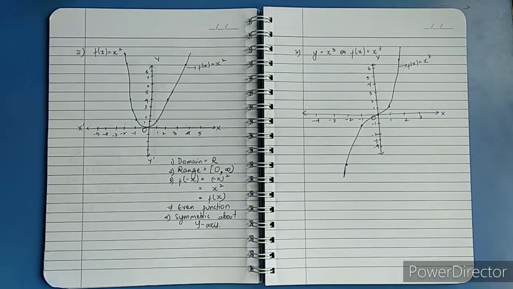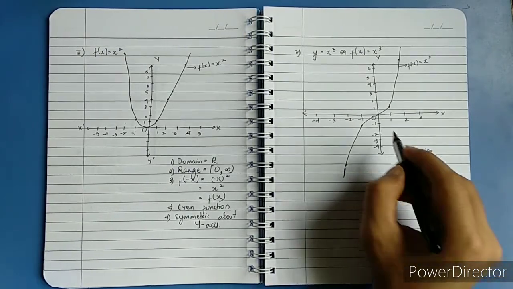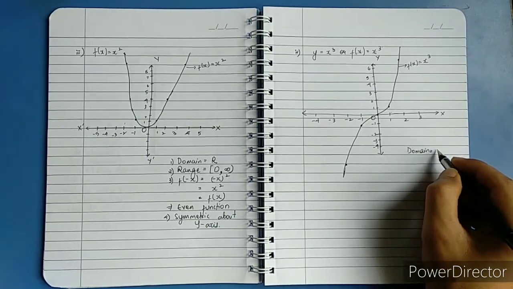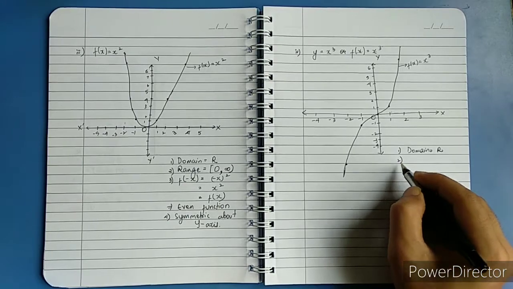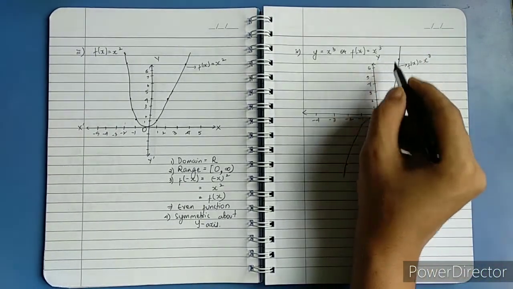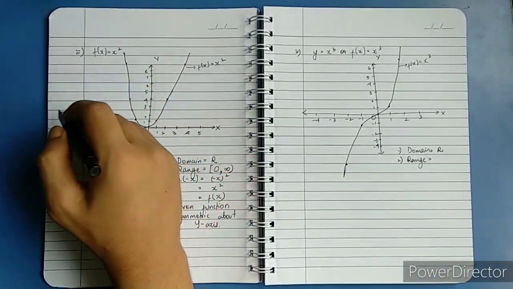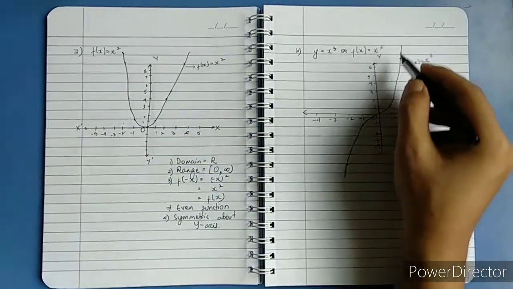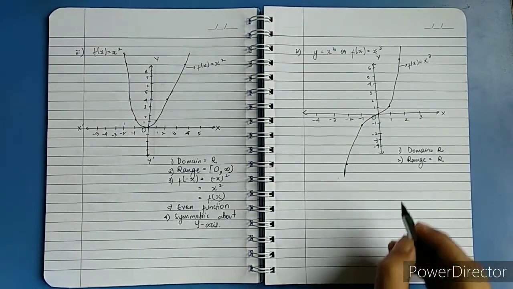Over here, the domain: we can put all the values of x and get a valid output. So the valid input becomes the set of real numbers. Second, the range. Over here we are getting all the positive values, all the negative values, and also 0. In the previous case we got only positive values and 0, but in this case we get all positive values, all negative values, and 0. So the range is also the set of real numbers.